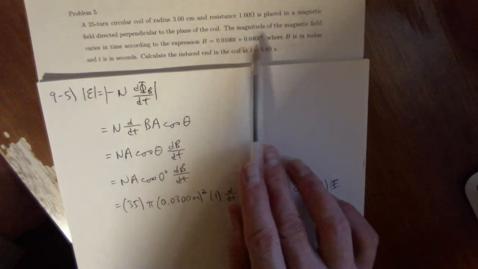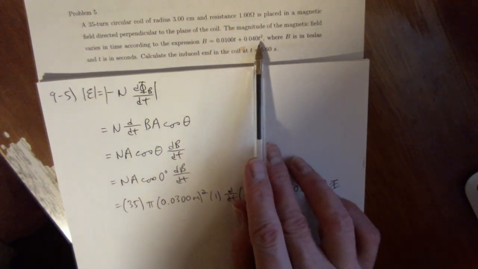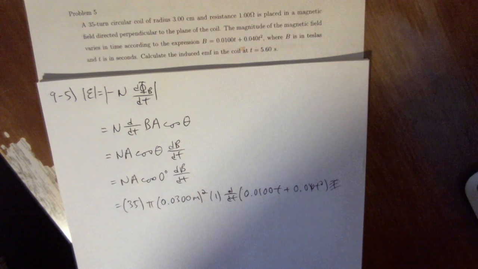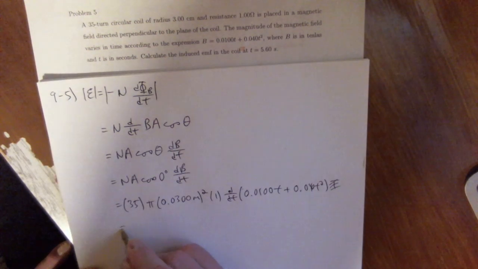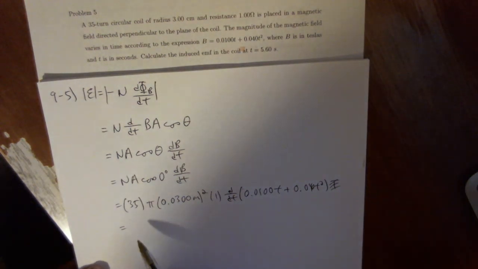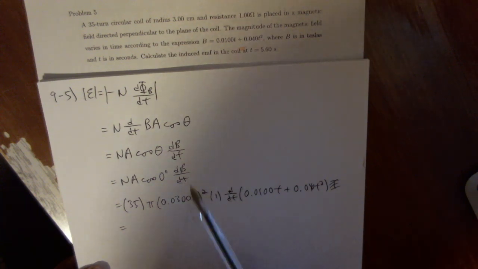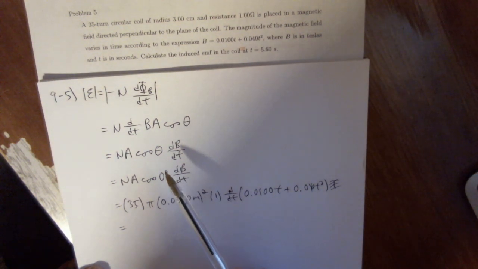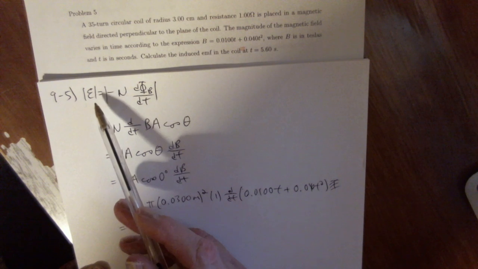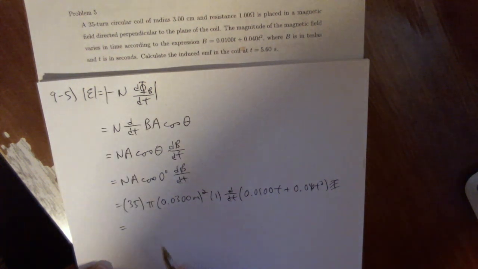Because Tesla per second squared times second squared gives Tesla for the B field. So we're not being very careful about writing down units. Okay, and I'll put the units in at the end. Ask yourselves, what units should I wind up with for the final answer? It's an EMF. We'll see at the end.